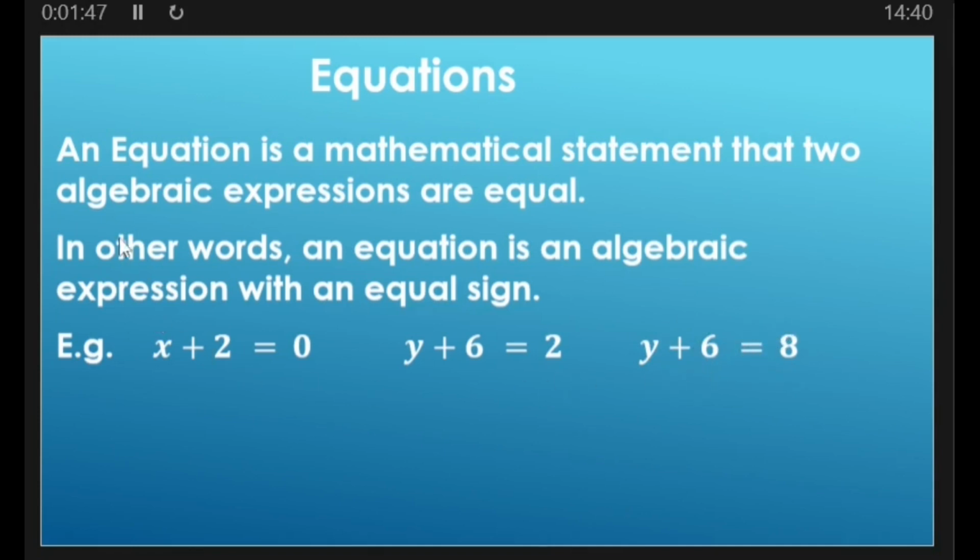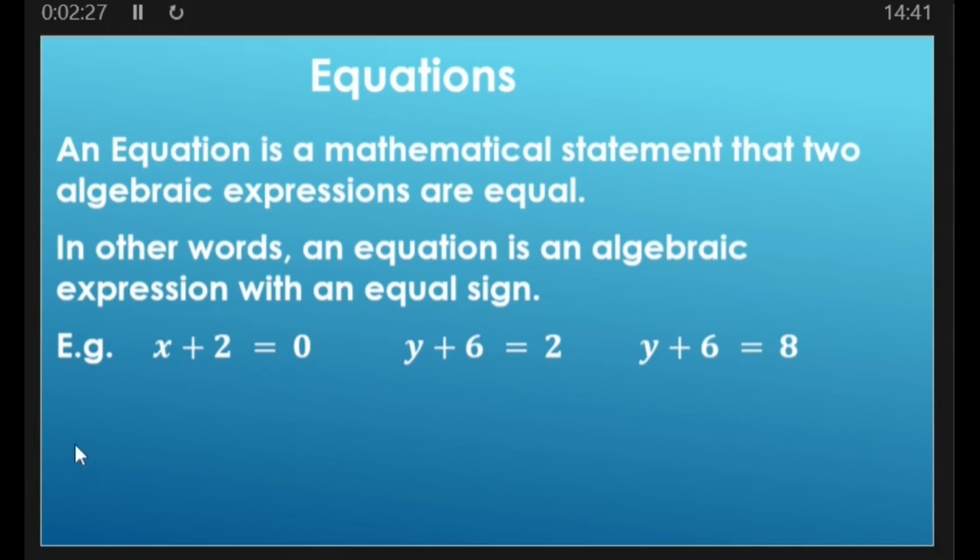So when we say an equation is a mathematical statement that two expressions are equal, this is what we mean. And also here we said, in other words, an equation is an algebraic expression with an equal sign. Remember in my introduction to algebra video, you can watch the link appearing here, where we looked at algebraic expressions as consisting of variables and operations like plus. But the moment we introduce an equal sign in an algebraic expression, then it becomes an equation.